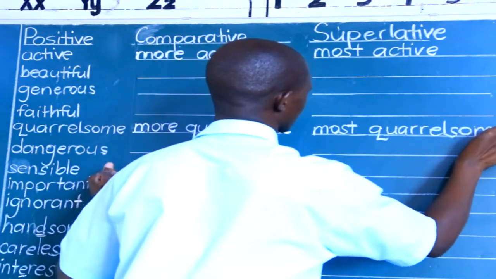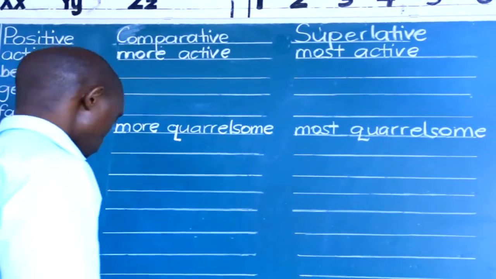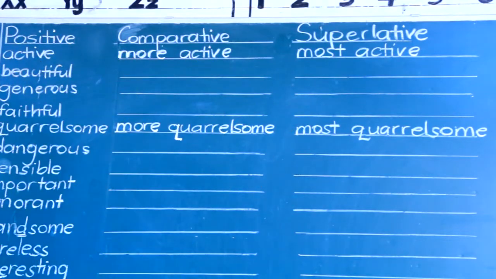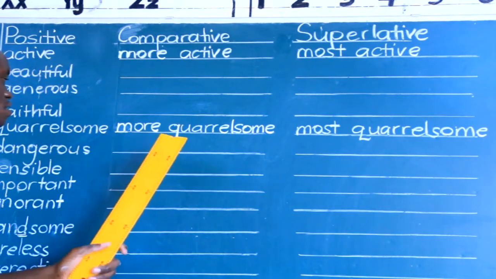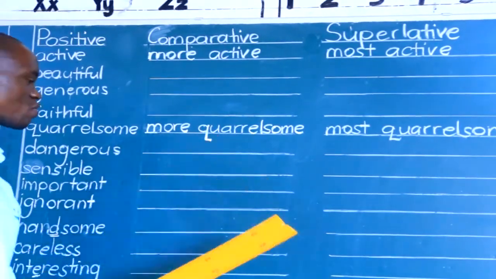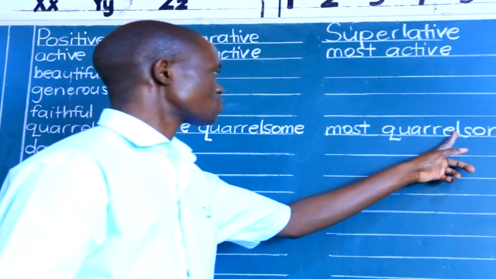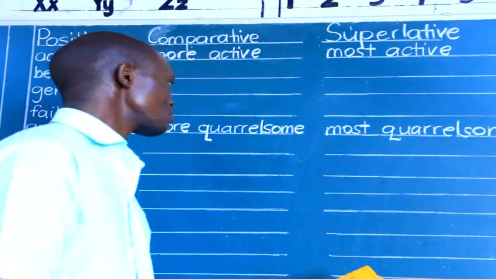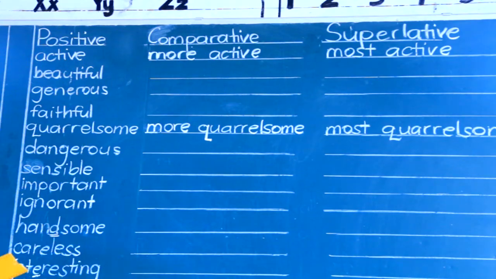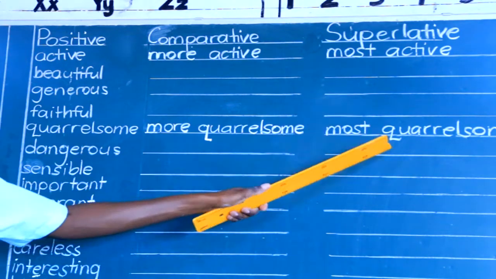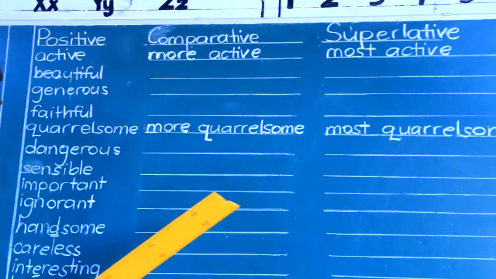Most quarrelsome. Hey, quarrelsome kids. No one likes to live with quarrelsome children, but who would want to live with more quarrelsome children, or the most quarrelsome child in the class? You can now mention the most quarrelsome child in your class. Most quarrelsome, more quarrelsome, superlative and comparative.